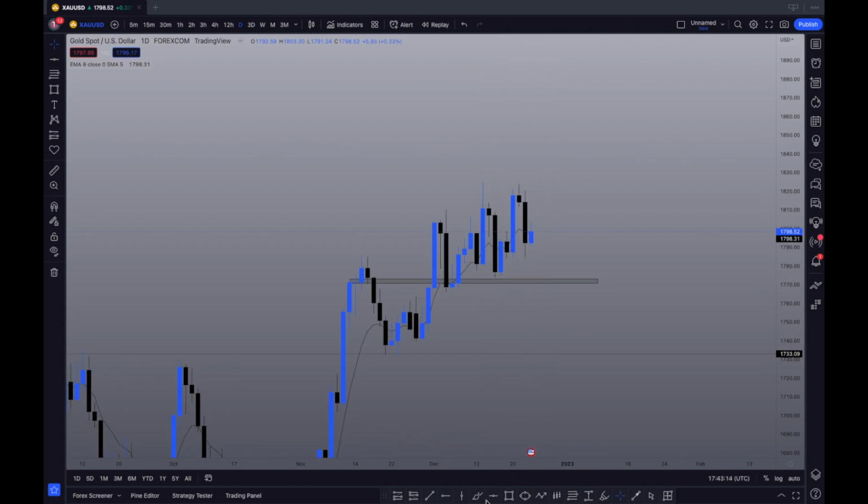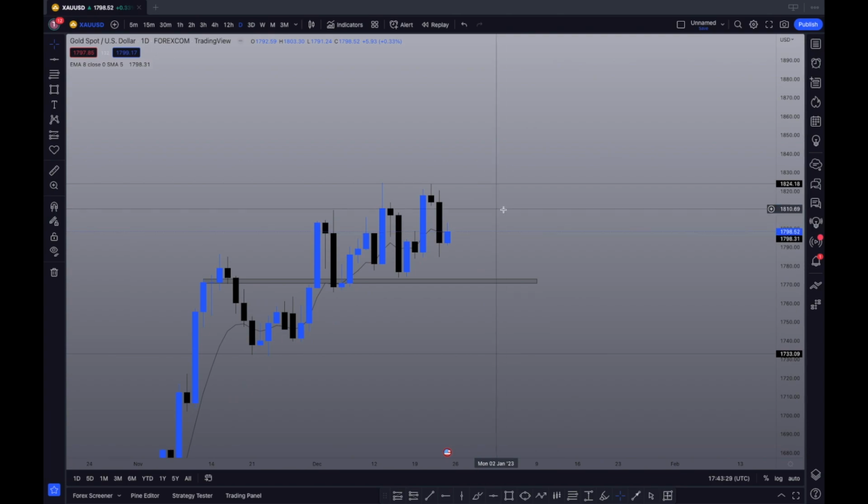So now, gold is actually rejecting the 1824 level, because you can see a bounce into this level, pull back down, another bounce into this level. So for me right now, I think there are no more buys on gold. Gold is actually going to push down.